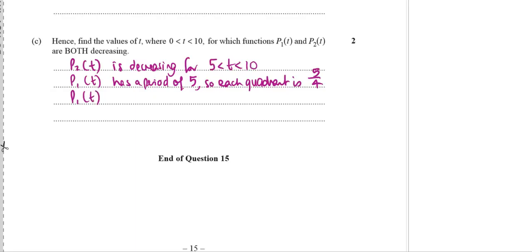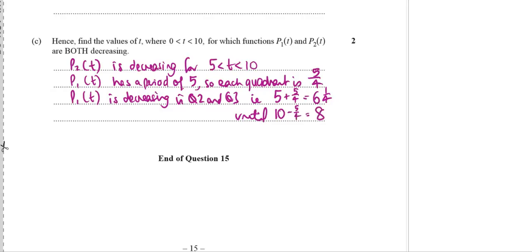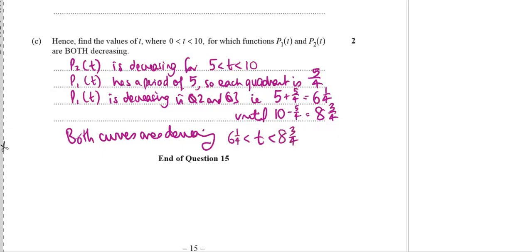P1 of t is decreasing in the second and third quadrant, i.e. 5 plus 5 on 4 until 10 minus 5 on 4, which is 8 3/4. So we can conclude both curves are decreasing when t is between 6 1/4 and 8 3/4.